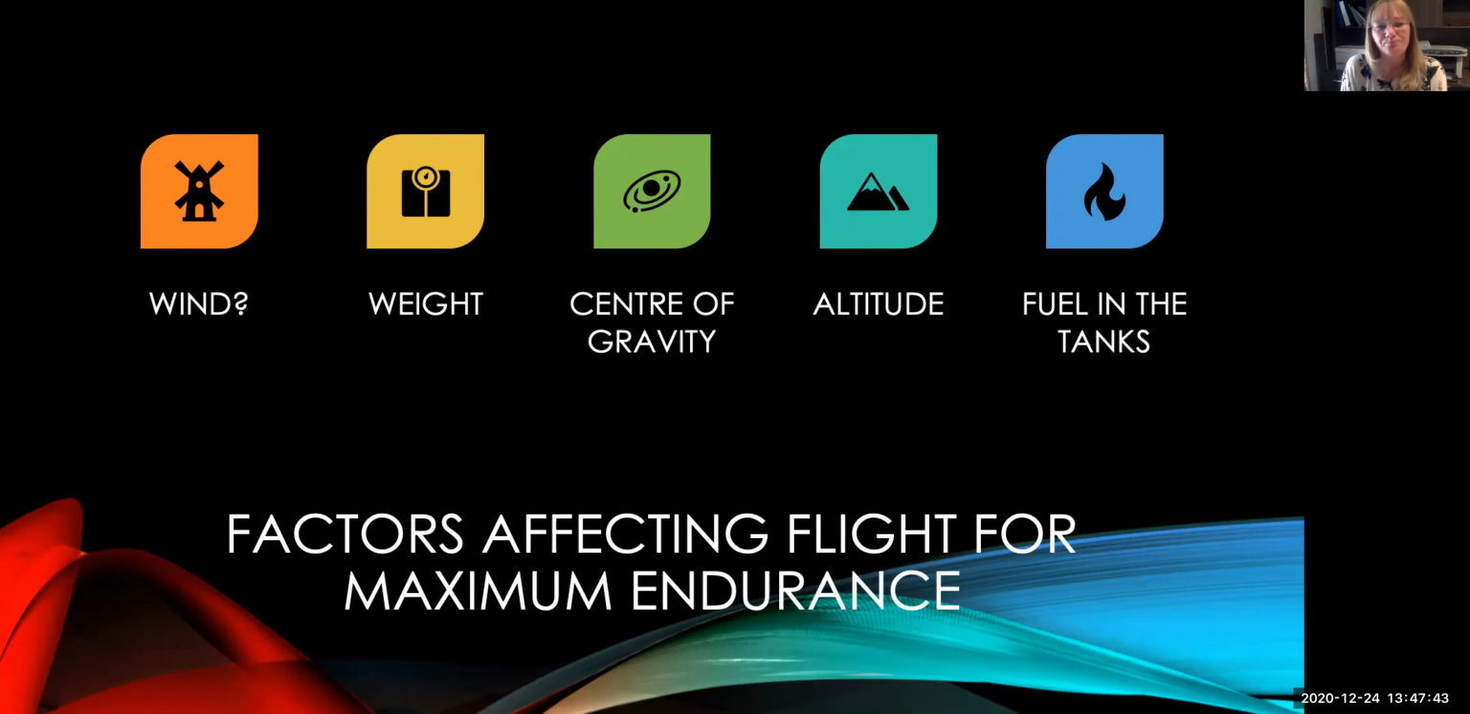But there's a whole bunch of factors affecting us being able to stay in the air. Let's start with weight. If we have more weight, then we need more lift. Therefore, we need more power, more angle of attack. If the center of gravity changes, same thing. Altitude, same thing. Amount of fuel in the tank, same thing.